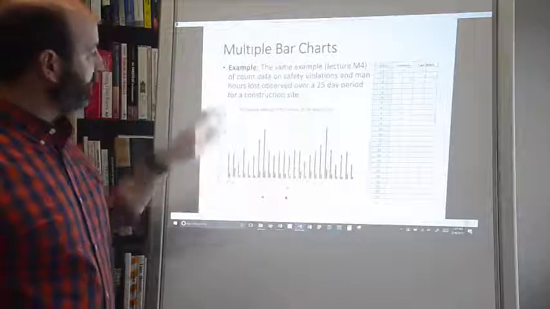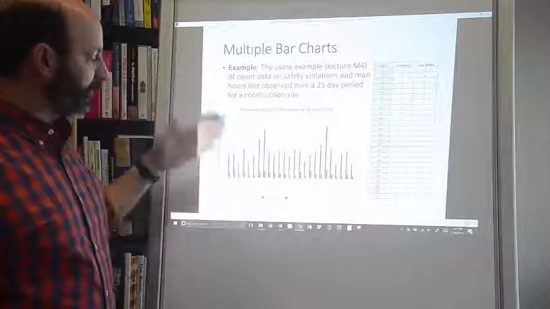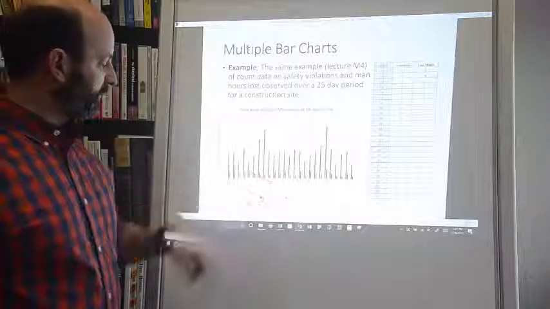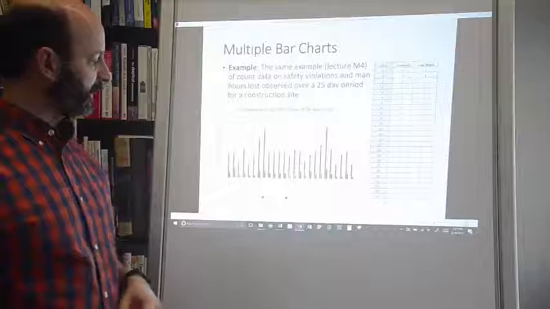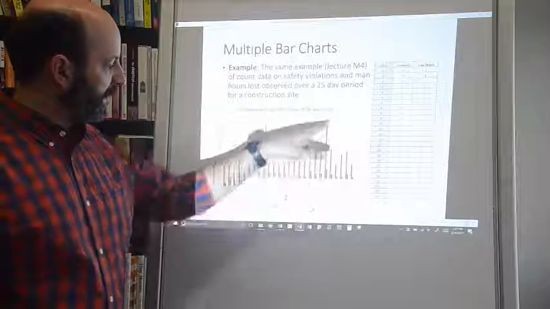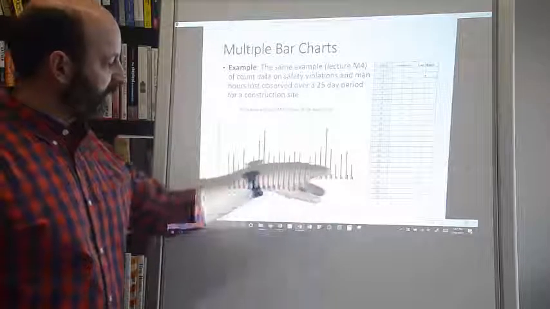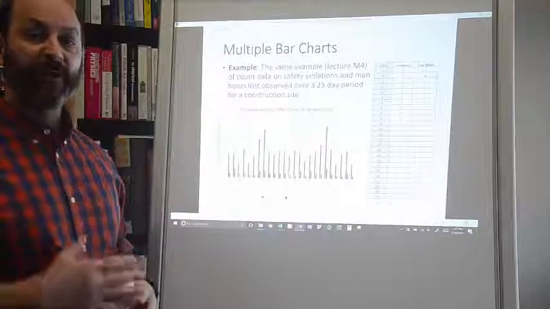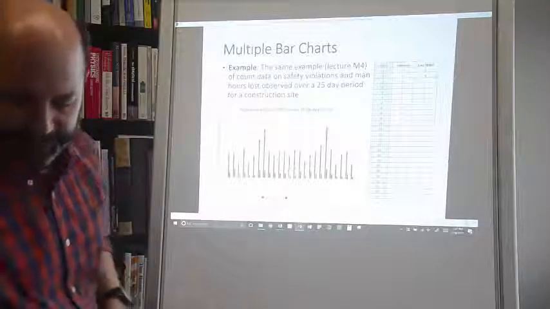And then we can place them with multiple bars or multiple columns, as we discussed before. The language would be along each day. And we can start to compare and see some kind of comparison. When we have a lot of violations, we might see that the number of man-hours that we've lost for that day have gone up. That's what we would expect.